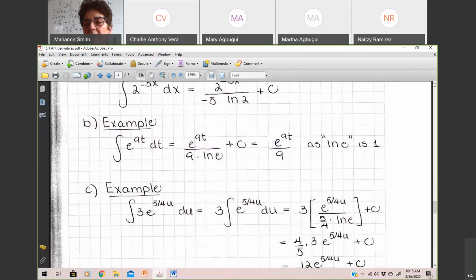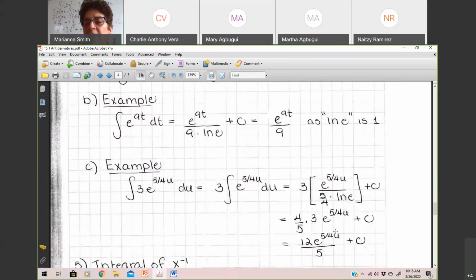Here's k in the denominator. ln of e is a 1. Okay, so all I'm going to have in the denominator is 5/4 times 1. And remember, if I'm dividing by 5/4, that's the same as multiplying by 4/5. Okay, this 3 is the original coefficient. Okay, so I have 4/5 times 3 e to the 5/4. And the 4 and the 3 in the numerator multiply to give me 12 e to the 5/4 u over 5. Okay, so tell me, what do you think of this one?